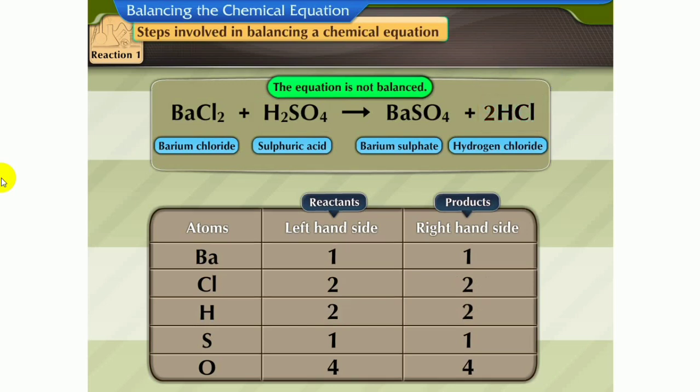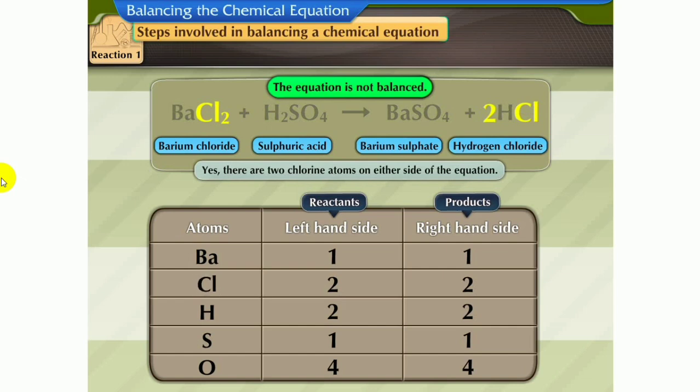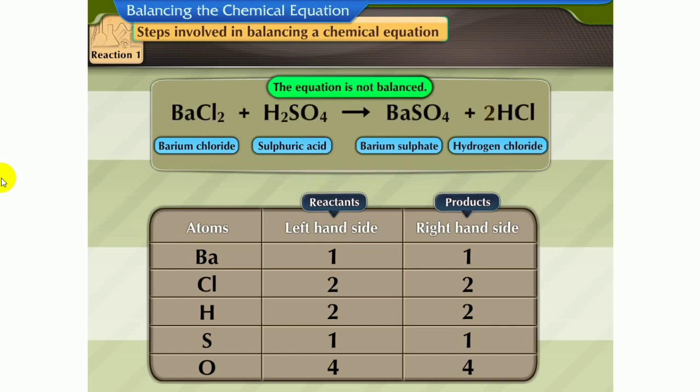The equation can now be represented as BaCl2 plus H2SO4 gives BaSO4 plus 2HCl. Enter this value in the table. There are 2 hydrogen atoms on either side of the equation. Are the chlorine atoms also balanced? Yes, there are 2 chlorine atoms on either side of the equation. The number of atoms of each element on the left-hand side is equal to the number of atoms of each element on the right-hand side. Hence, this equation is balanced.